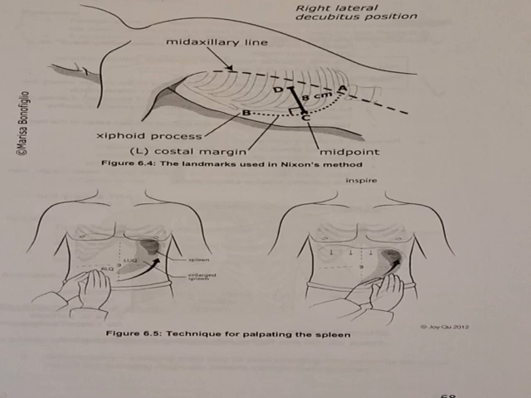Traube's area landmarks are very clear here. It starts at the mid-axillary line, and from the xiphoid process and the costal margin, we cross the line, the midpoint between a line from the mid-axillary line and the line from the xiphoid process to the costal margin. In this area, we have to percuss. If this area is dull, it means huge splenomegaly, because normally Traube's area is resonant.